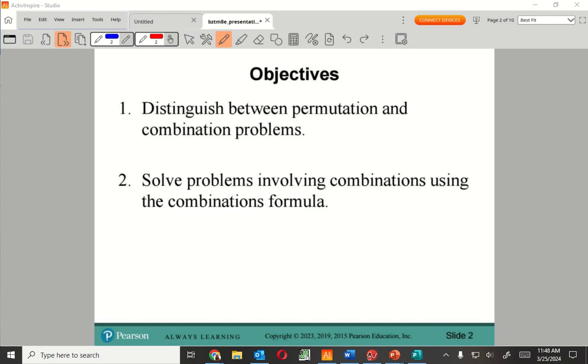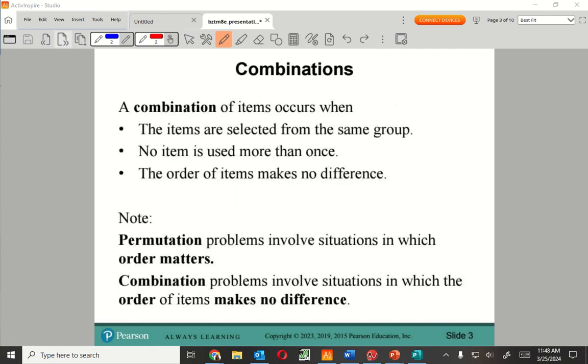Combinatorics. Combination of items occur when the items are selected from the same group. No item is used more than once. The order makes no difference.